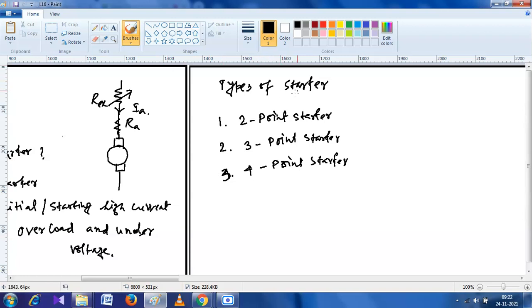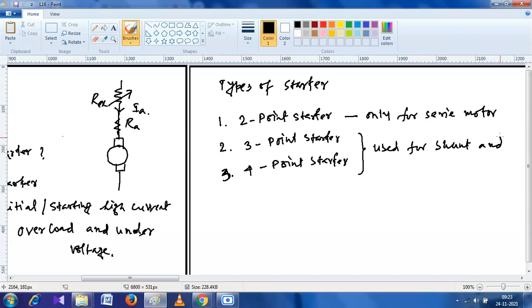The 2-point starter is used only for series motor, and the other two types are used for shunt and compound type.